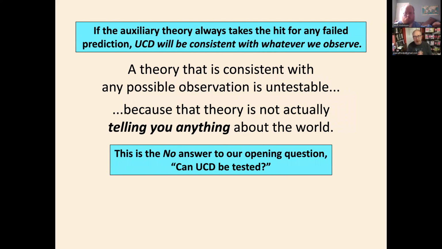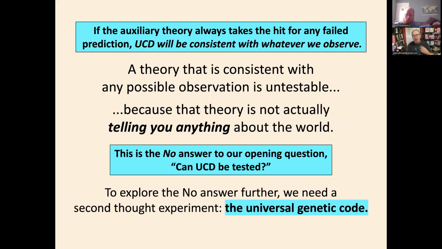So first thought experiment is done. This is the no answer. So can universal common descent be tested? If you let the auxiliary theories take the hits consistently for failed predictions, even if you want to test universal common descent, you render it functionally an axiom, insulated from empirical challenge and beyond the reach of contrary observation.